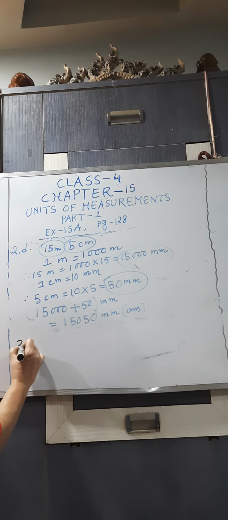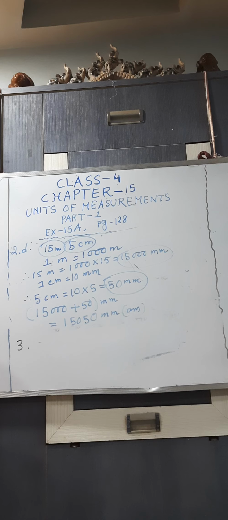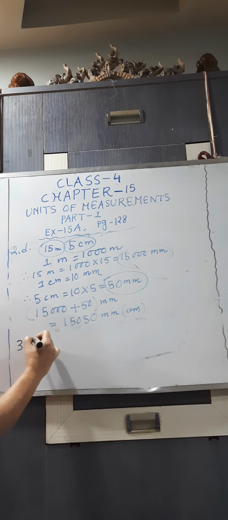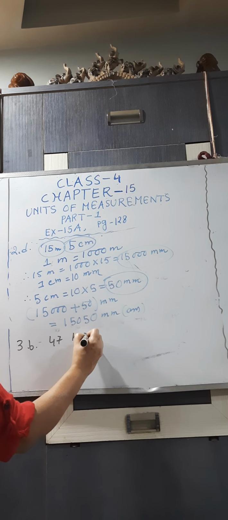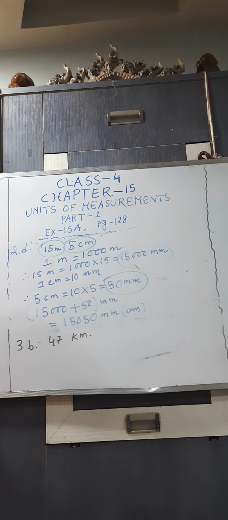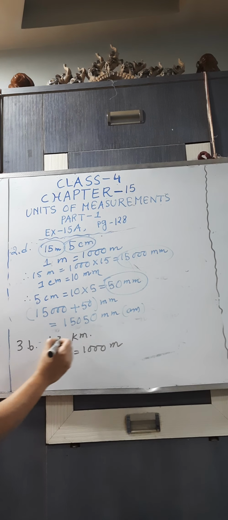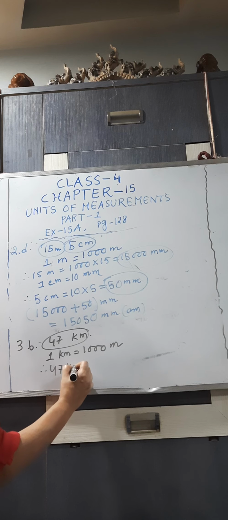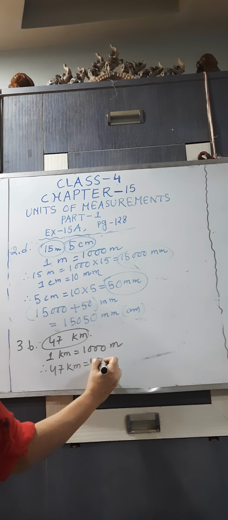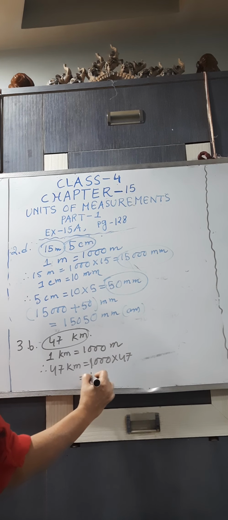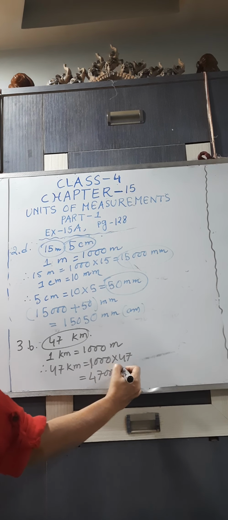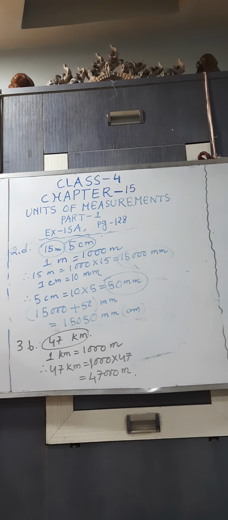Now, number 3. 3B. It is written convert into meters. 47 kilometer. So, kilometer to meter. Kilometer, then hectometer, then decameter, then meter. 3 steps. Okay. So, 1 kilometer is equal to 1000 meter. Therefore, 47 kilometer is equal to 1000 into 47, which is equal to 47,000 meter. Clear? Achcha.